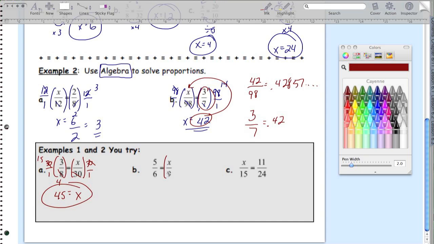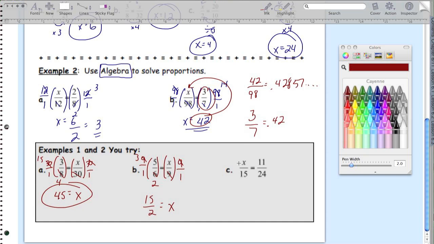Okay, multiply by the reciprocal, and the reciprocal is going to be whatever is with the x. So I want to get that 9 out of the denominator, so I multiply by 9 over 1. 3 goes into both 9 and into 6. So I multiply straight across. I get 15 over 2, which is the same as 7.5.